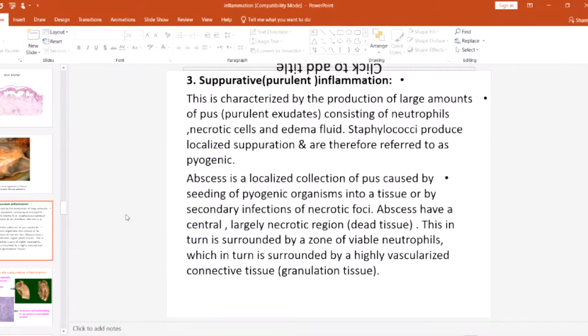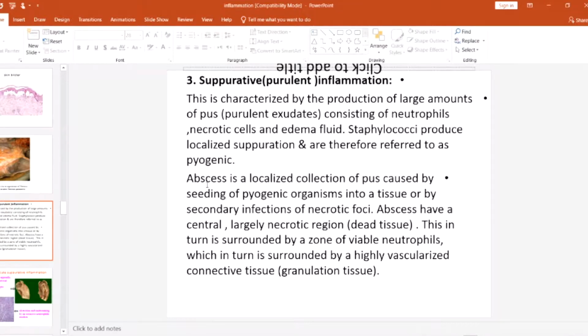الثيرد type or morphological pattern of acute inflammation هو السبيوراتيف or purulent or pus. pus يعني قيح. اوكي، purulent suppurative pus. اوكي، البس contains neutrophil وإديما fluid ونكروتيك debris. The most common cause for this هو الستافيلوكوكاي microorganism bacteria.